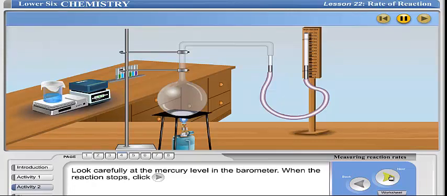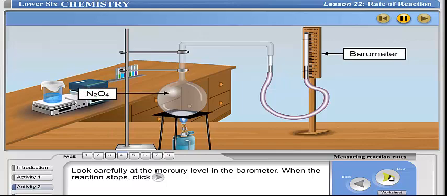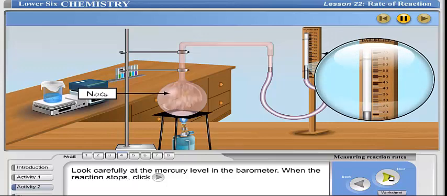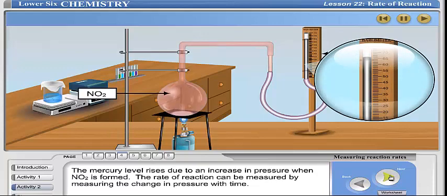Look carefully at the mercury level in the barometer. When the reaction stops, click Next. The mercury level rises due to an increase in pressure when NO2 is formed. The rate of reaction can be measured by measuring the change in pressure with time.